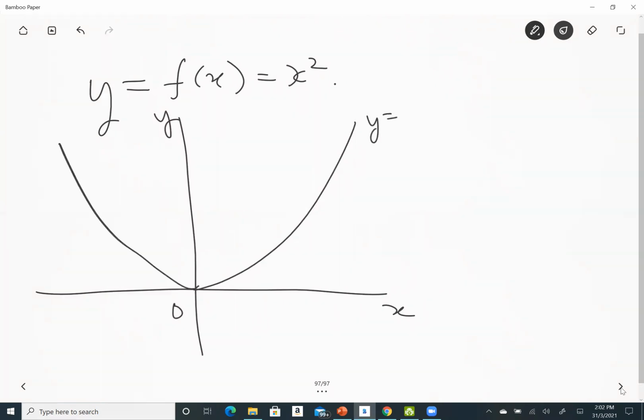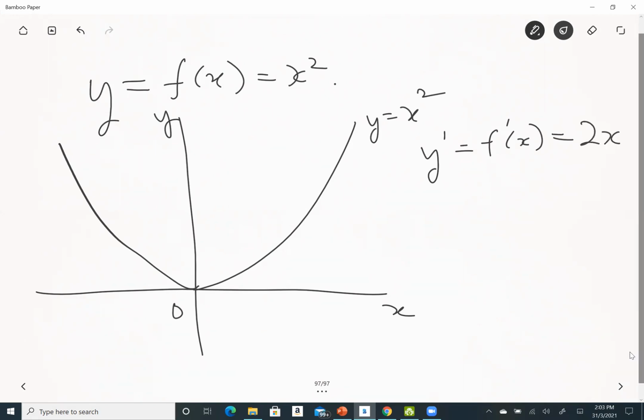So that is y equals x squared. Now, how do you find the slope of this curve? In order to get the slope, you take the derivative. So y prime equals f prime of x equals what? By the power rule, what is the derivative of the function x squared? 2x. Very easy.